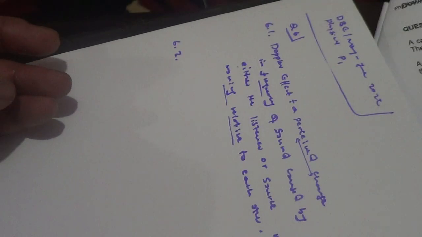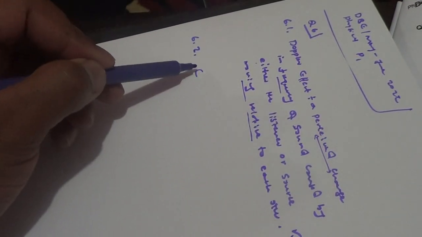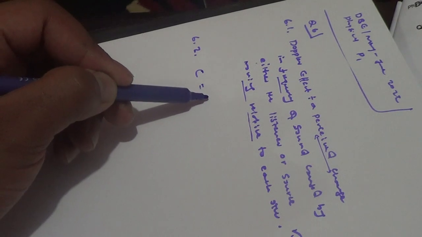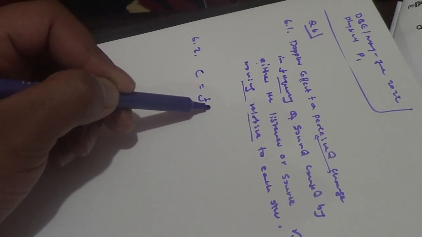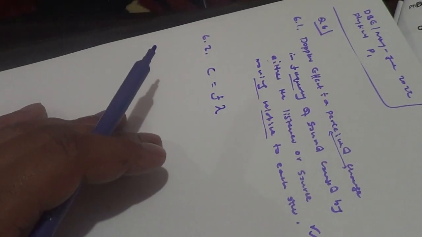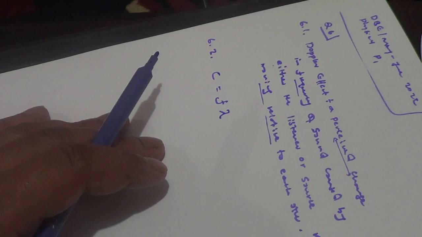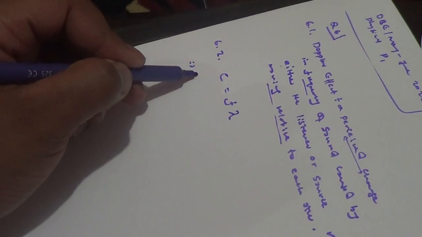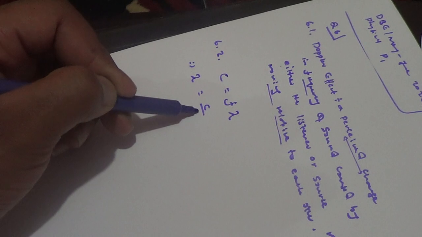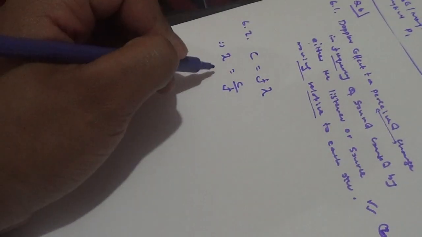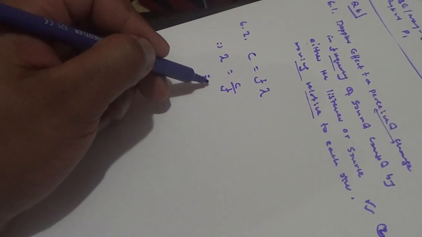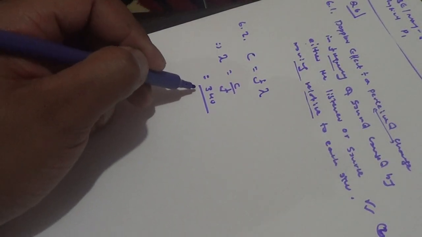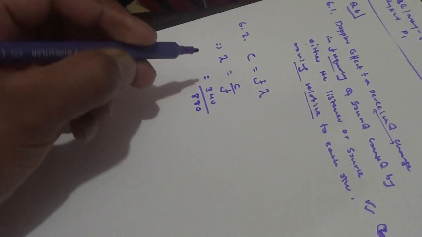Now the next question says, calculate the wavelength of the sound waves emitted by the source. This is easy, because in terms of waves, C, sometimes they say C or V, doesn't really matter, equals the frequency multiplied by the wavelength, which is that lambda sign. So when we make lambda the subject of the formula, we end up with the speed of sound, 340 meters per second, divided by the frequency of the source, which was 880 hertz.